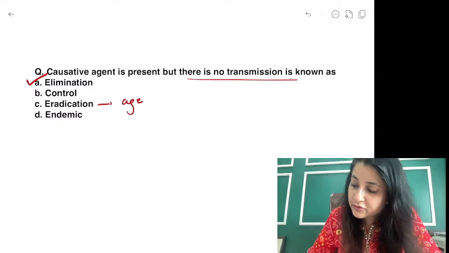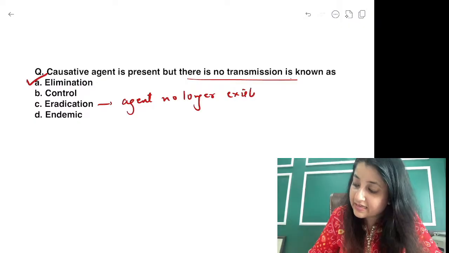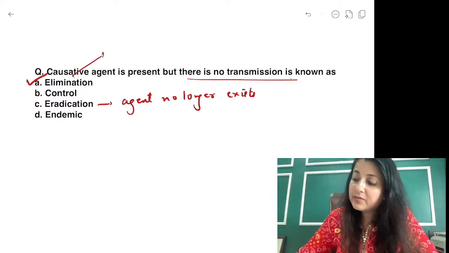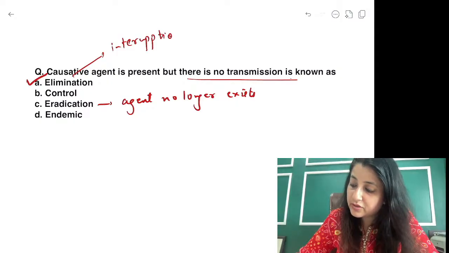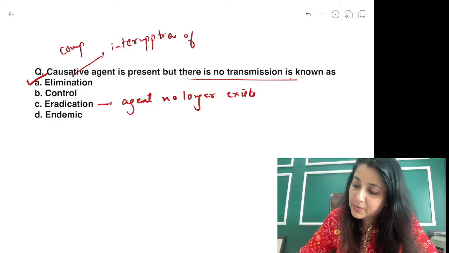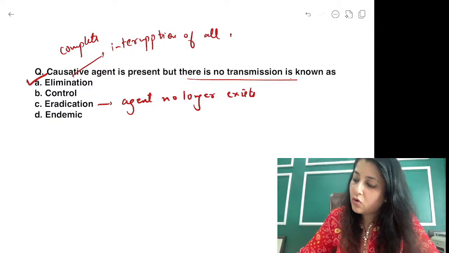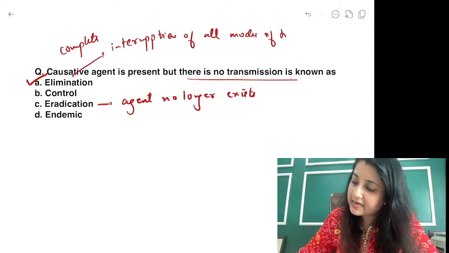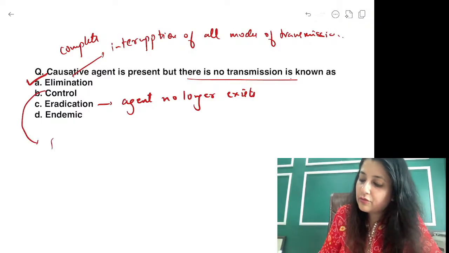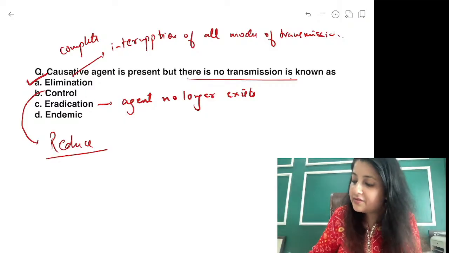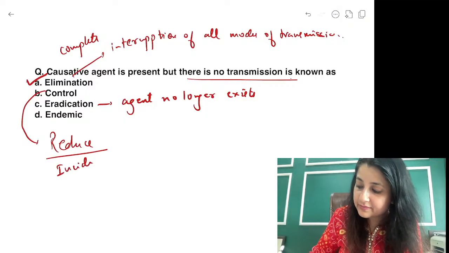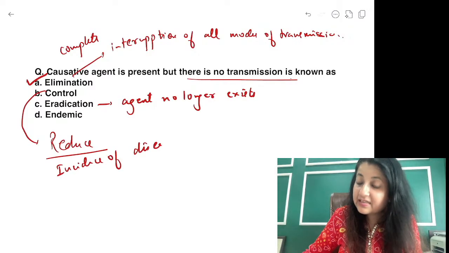Eradication means the agent no longer exists. The agent itself is not there. Elimination means complete interruption of all modes of transmission. You have completely interrupted all the modes of transmission. What is control? Reduce. Not completely finished. Reduce incidence of a disease. New cases have decreased.